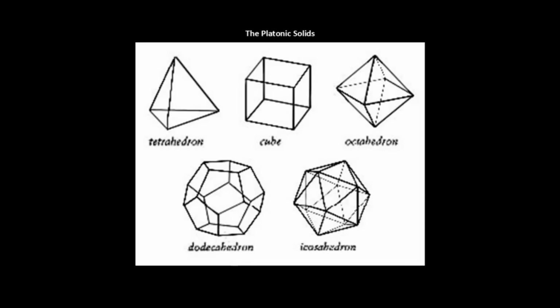Named after the Greek philosopher Plato, each one of the Platonic solids is a polyhedron, which is a solid with flat faces. Each face is of the same size and shape, and all are convex polyhedrons, meaning having many finite points, but not all on the same plane.